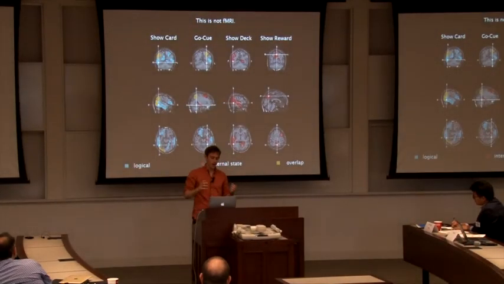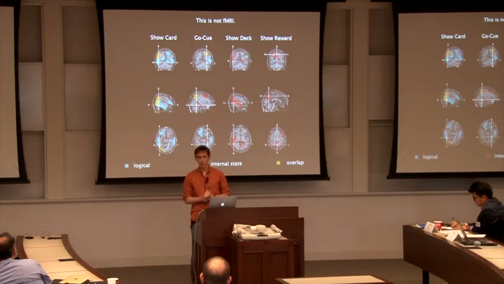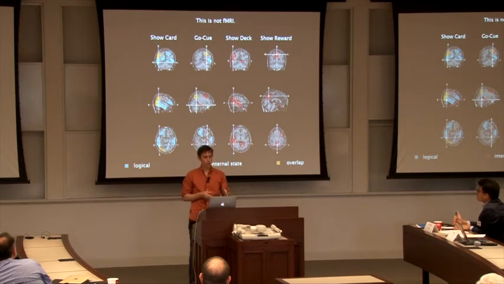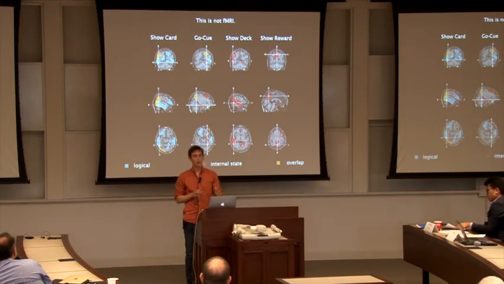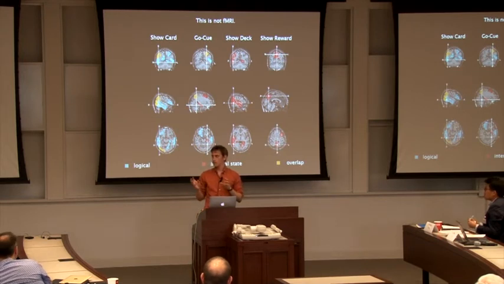Okay, now I'd like to give you maybe a bigger picture. These were just 3 snapshots of the results that we have. Here I'm showing you the different columns are different epochs in the game. So you have show card, go queue, show deck, and then show reward. Different rows are just different views of the same brain. And then I'm highlighting in different colors different types of signals.